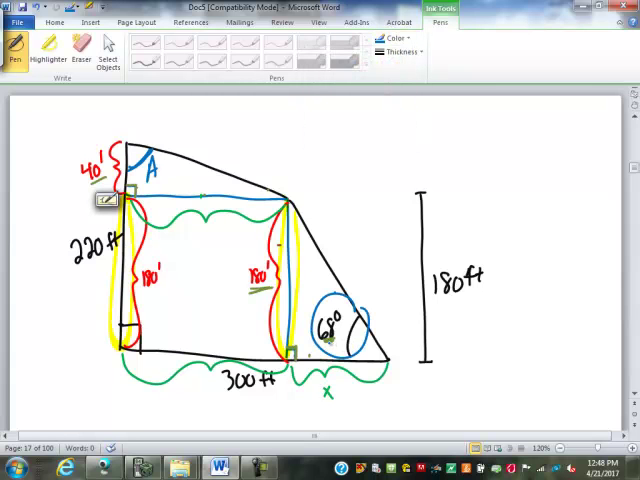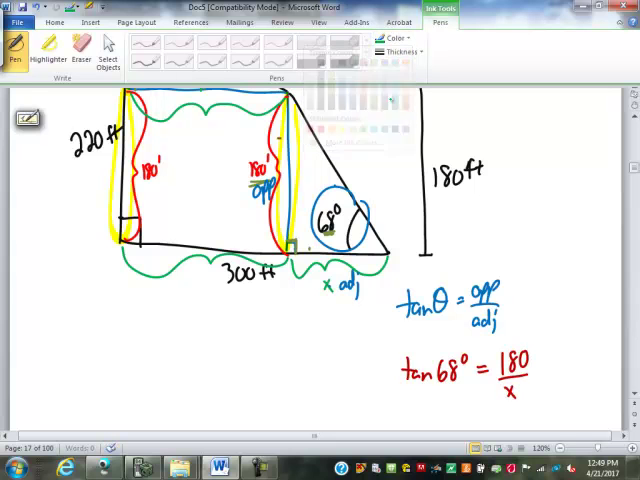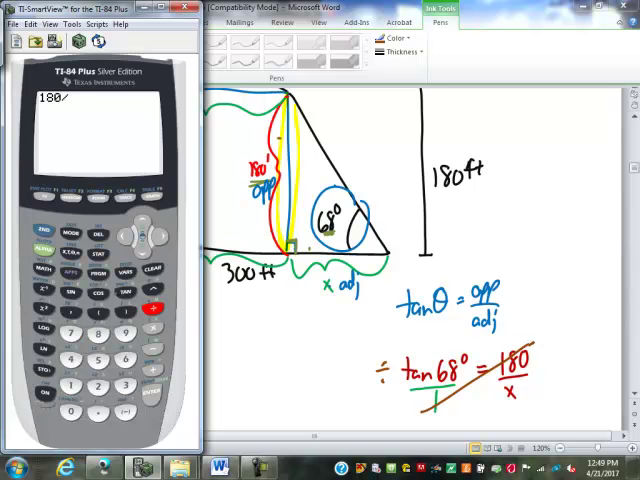I'm using the 68-degree angle. What side of the triangle do I know? 180 feet. What side is that? That's the opposite. That's the only side I know, so now I look for what side I'm trying to find. The X, and that's the adjacent. What trig function is that? Tangent. Tangent of theta is opposite over adjacent. So tangent of 68 degrees equals 180 over x. Now, since I'm looking for a side, I put it over 1 and cross multiply and divide. 1 times 180 is 180 divided by the tangent of 68 is 72.72.